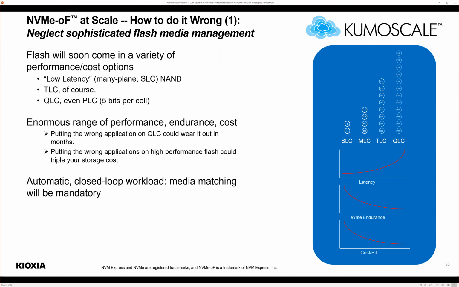And so when you think about deploying flash at scale, how do you deal with that diversity of behavior? How do you make sure the right data gets on the right flash? Especially when doing it wrong has a high cost. I mean, you can wear out QLC in a matter of months if you put the wrong workload on it, and you can blow a lot of money buying too much expensive low latency NAND. And so in an automated way, getting the right data on the right flash becomes mandatory if you're doing it at scale. And so don't ignore that.